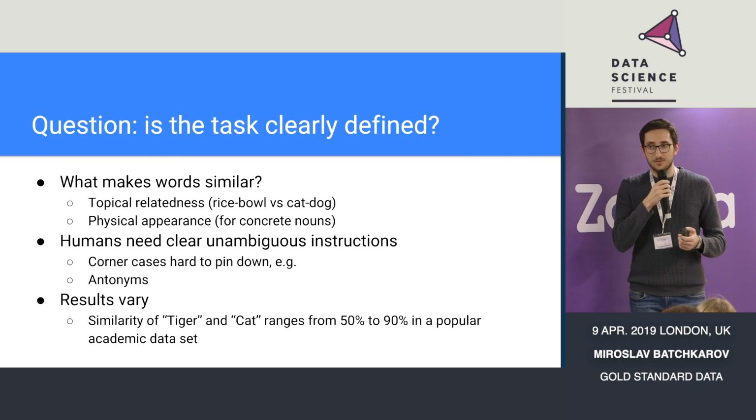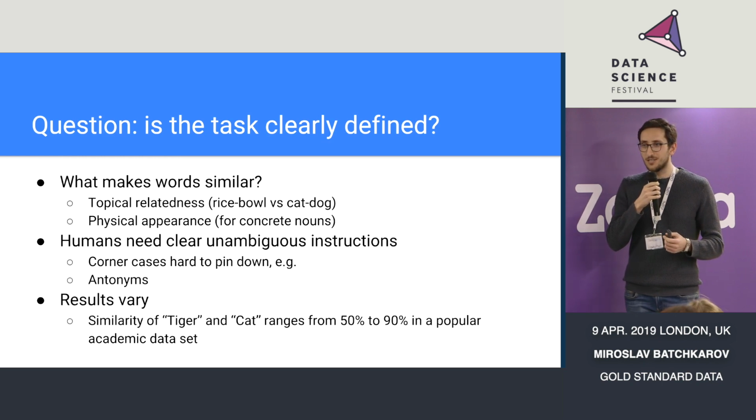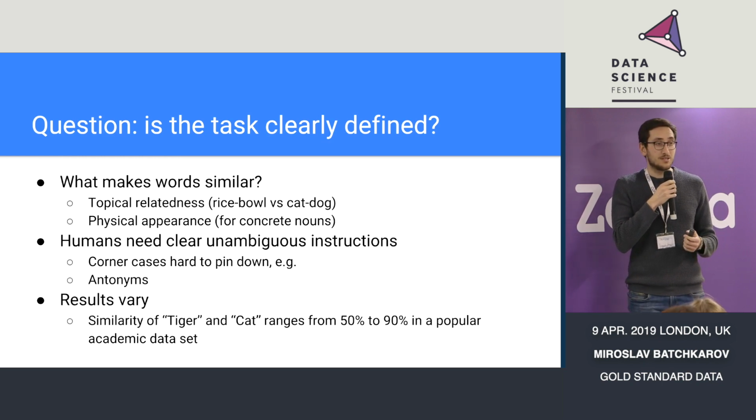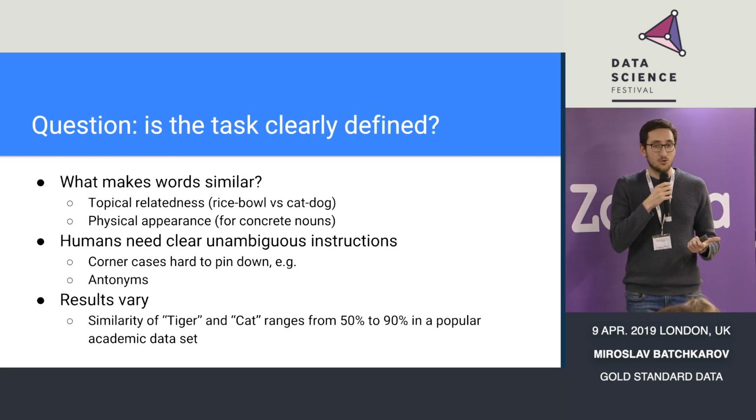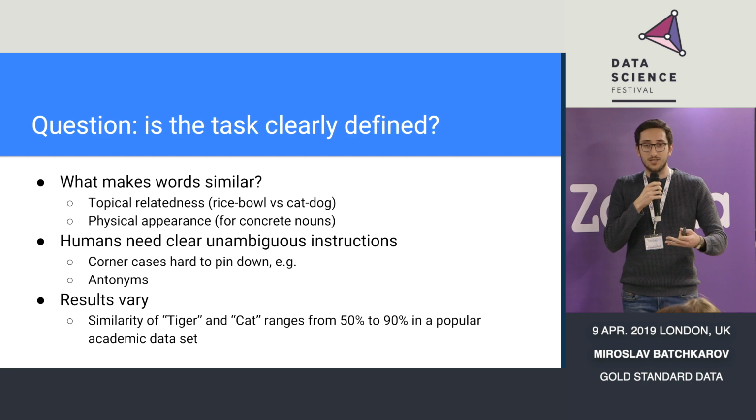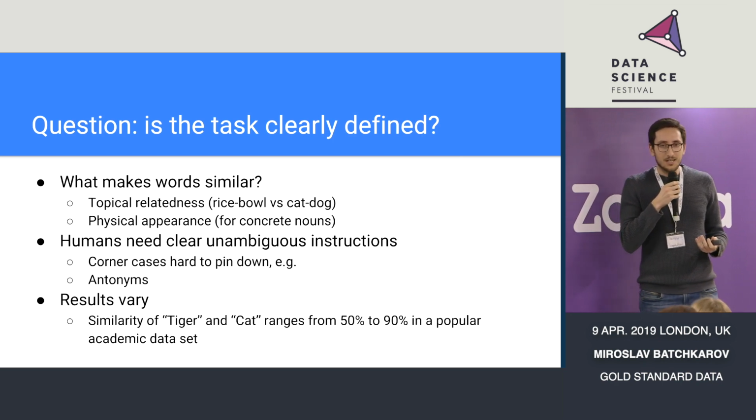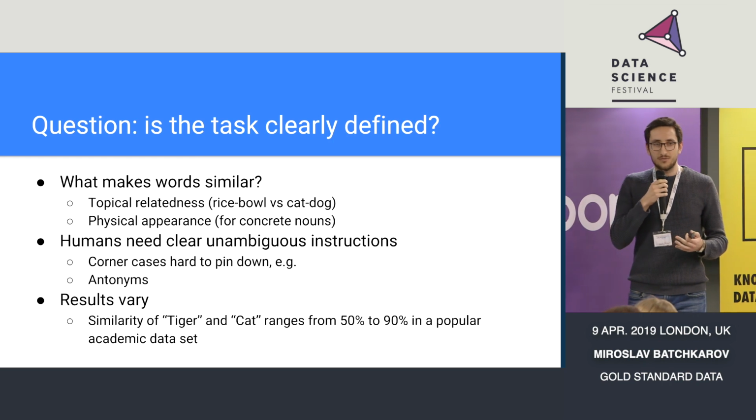What you get if you ask 100 people is a bimodal distribution. Half of them think, yeah, of course it's similar. I mean, they can be used in exactly the same context. They're both adjectives. They're basically substitutable in context. Therefore, they must be similar. And others will say, well, no, of course they're not. Big is the exact opposite of small. They can't be similar. So it's that kind of thing that you have to pin down before you start thinking about your data.